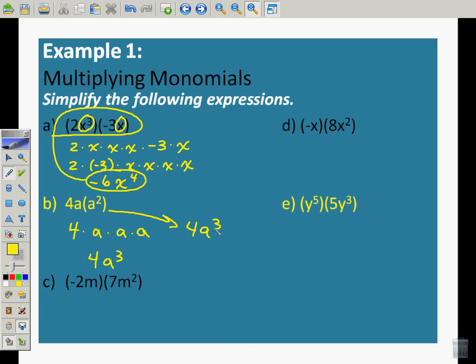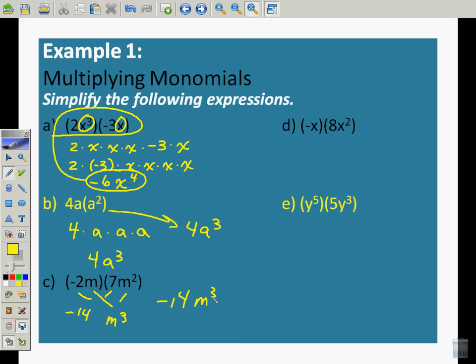This is a shortcut. Down at the bottom here, I've got negative 2 times 7, which would be negative 14. And m times m squared would be m to the third. So I get negative 14m to the third power. It should be getting easier for you. You should be able to start visualizing this.